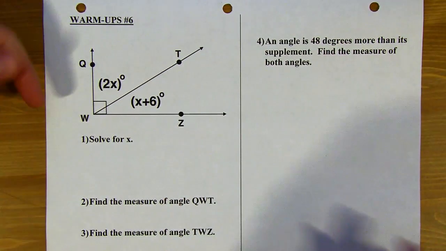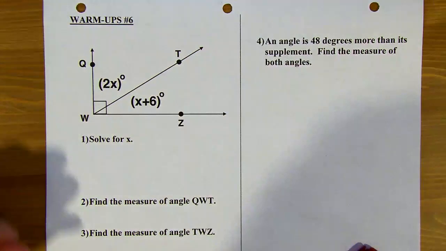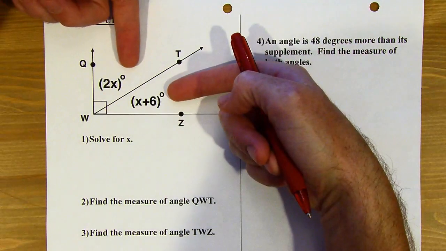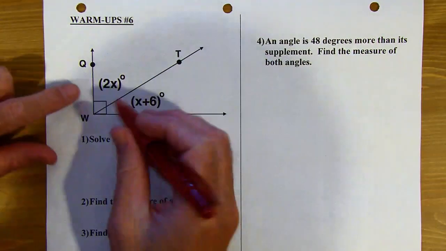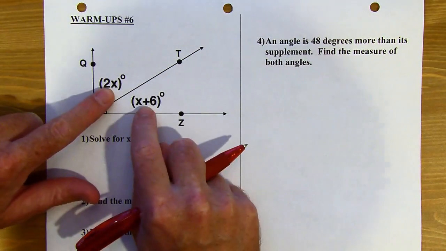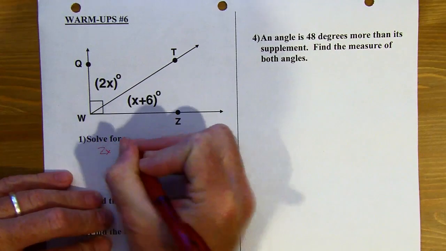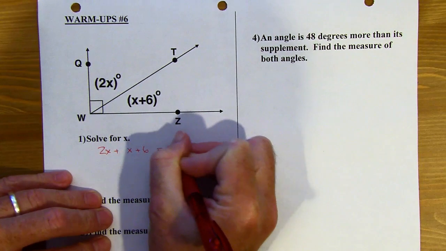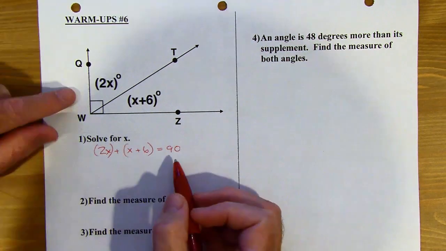And when we have two adjacent angles like this that are next to each other, we can use the angle addition postulate, which just means the measure of these two added together is going to equal the bigger angle. So that means I can say, hey, 2x plus x plus 6 is going to equal 90. There's the first angle, there's the second one. When I add them together, I get 90.